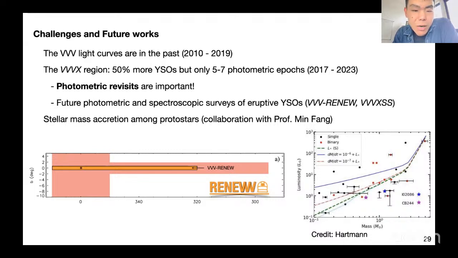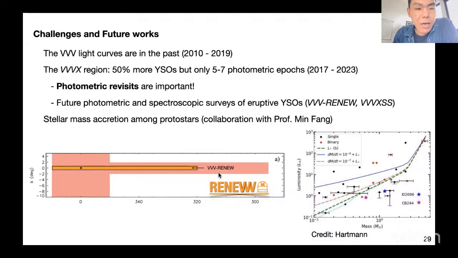So this year, we started a new survey called the VVV Renew survey, using the Blanco telescope in Chile. We are going to revisit the central galactic regions, marked here in orange, which were also covered by the VVV and the VVVX surveys. We are trying to revisit these regions to provide more photometric data for these systems. We also want to get more spectroscopic survey data, and we are currently bidding for some large-scale surveys from ESO.